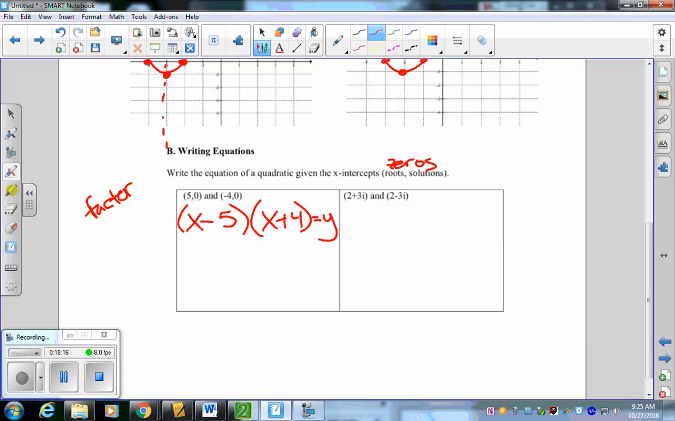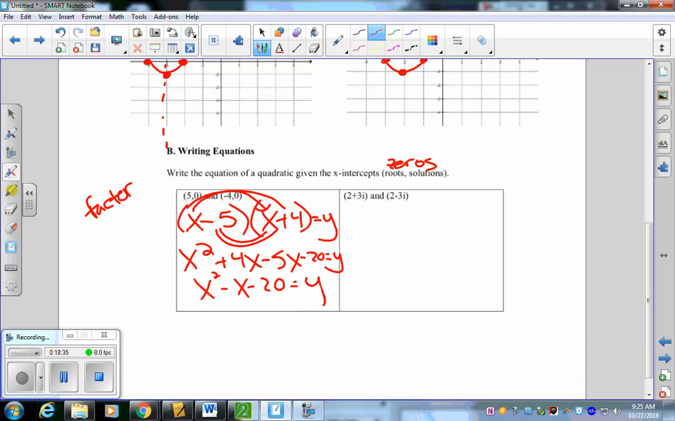So now I can just go ahead and multiply it out, and we're working backwards to get the equation. So x times x is x squared plus 4x, foiling, minus 5x minus 20. So x squared minus x minus 20 equals y. So even when I'm given either the factors, I just multiply them out, or given the intercepts or whatever, I can write them as a factor, the opposite sign, and multiply it back out.